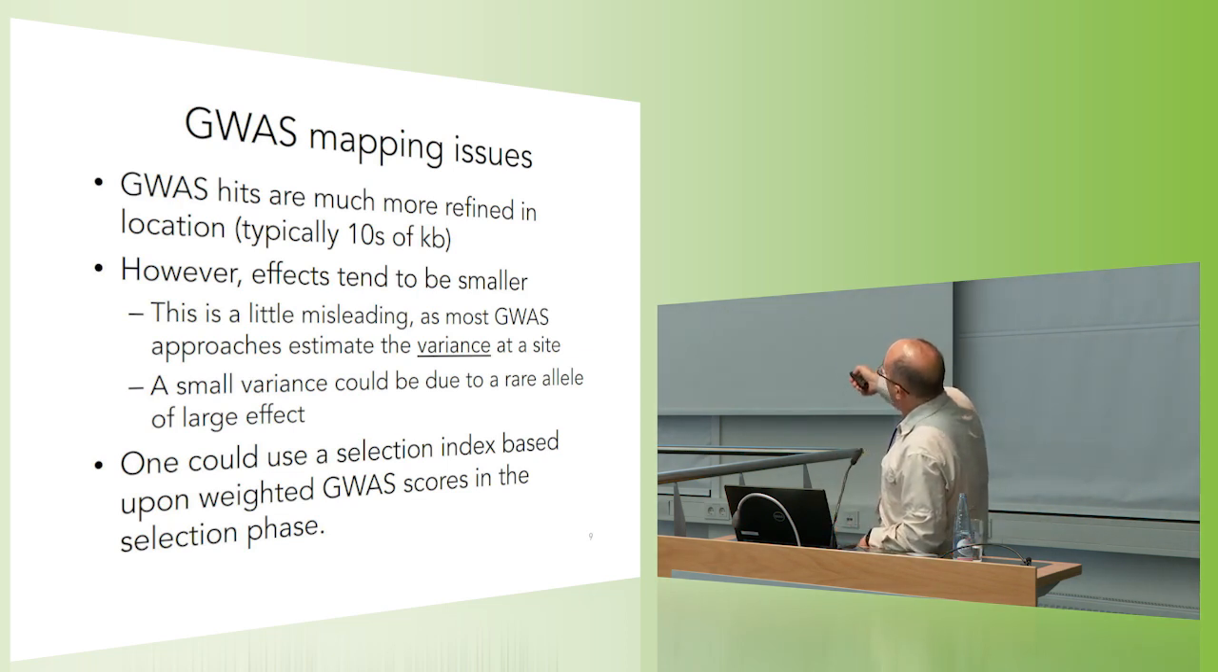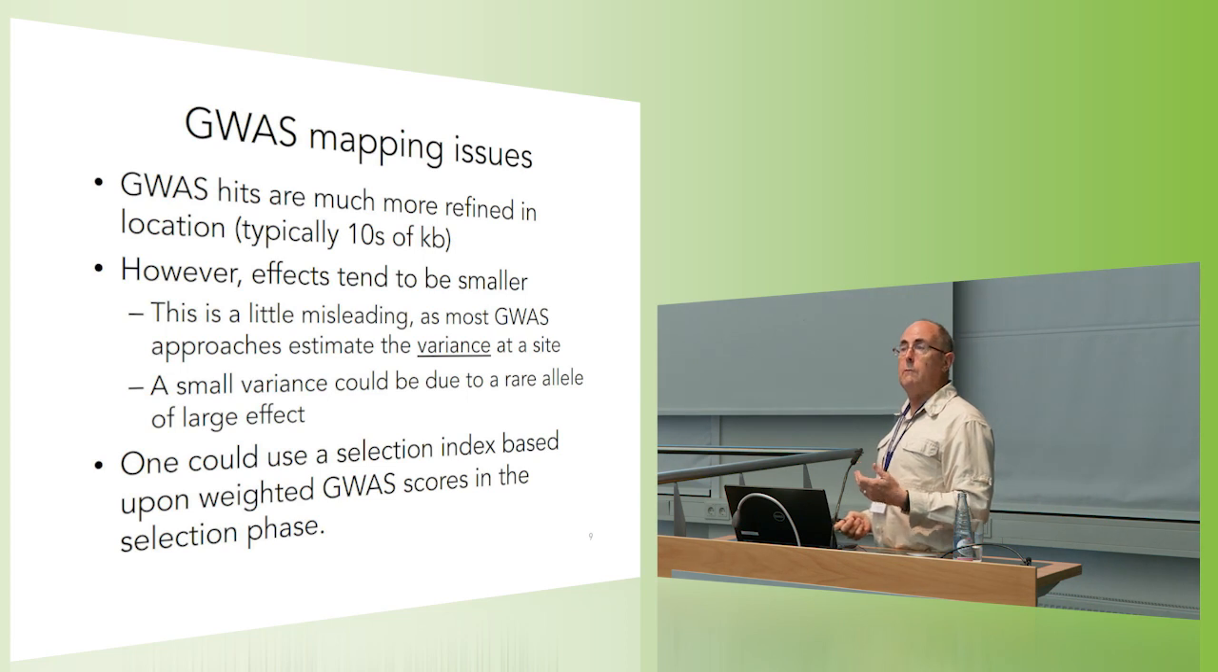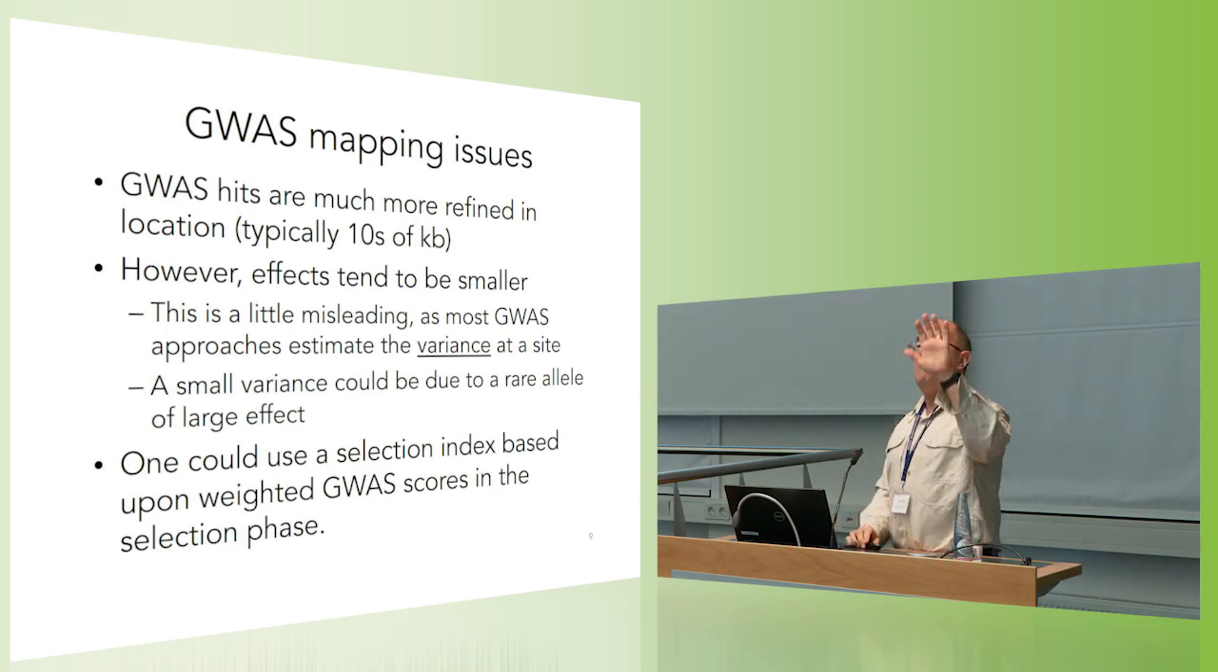So you could again use a GWAS. Again, I specify a trait, do a GWAS, and then in the select phase of select and backcross, I select on those markers for the adaptive trait.